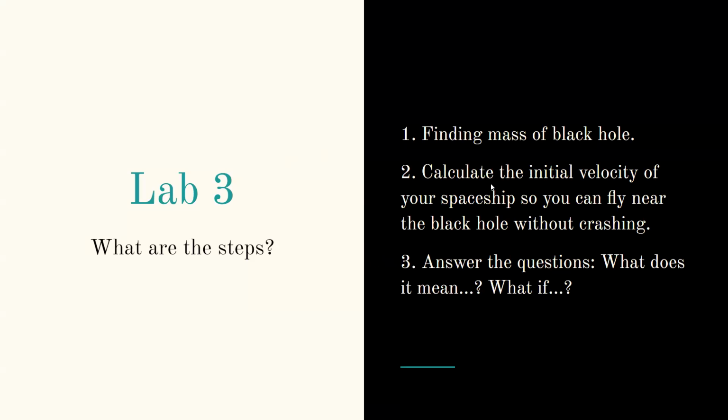And for part 2, the purpose was to calculate the initial velocity of a spaceship so you could fly incredibly close to the black hole without actually crashing on the planet or the black hole. The system for this was the spaceship, whereas the surroundings were the black hole and space and the planet. Then I had to answer some questions that will be talked about at the end.